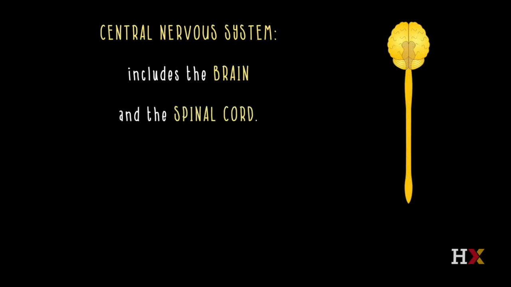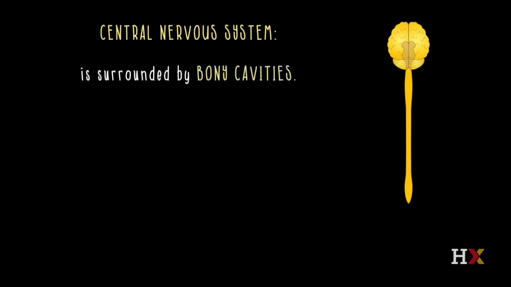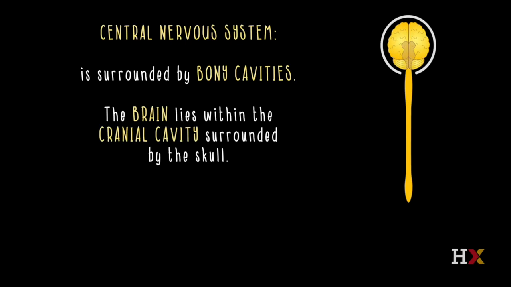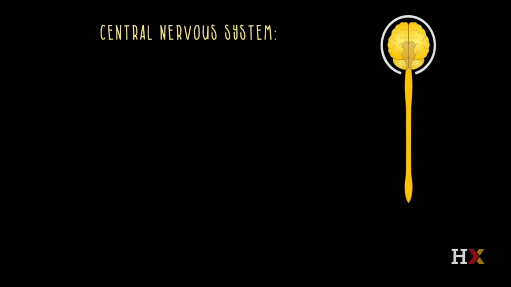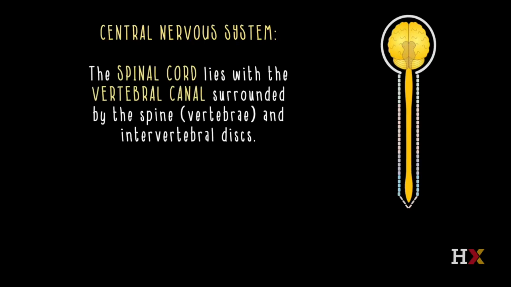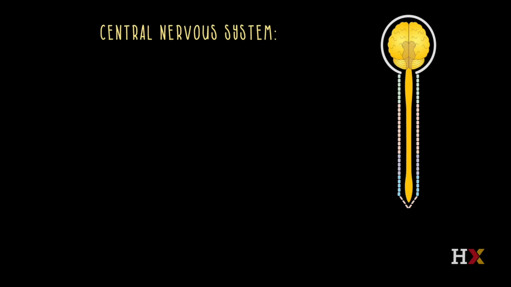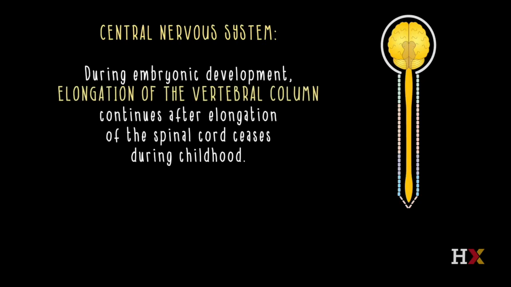So these are tender and delicate structures, and both parts of the central nervous system are surrounded by bony cavities. The brain is enclosed by the cranial cavity. The spinal cord lies within the vertebral canal, surrounded by the spine, which consists of vertebrae and intervertebral discs. So when we're born, our vertebral column and our spinal cord are approximately the same length. As we grow, the vertebral column grows much faster than the spinal cord. So the spinal cord stops growing in childhood. The result of this disparity in growth is that the spinal cord is shorter in the adult than the vertebral canal that surrounds it.